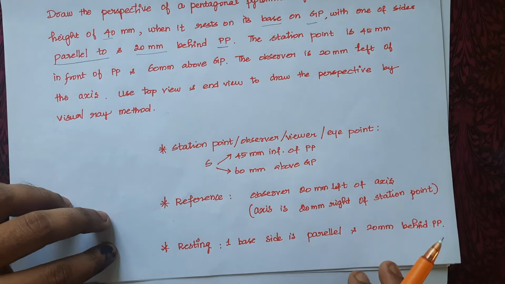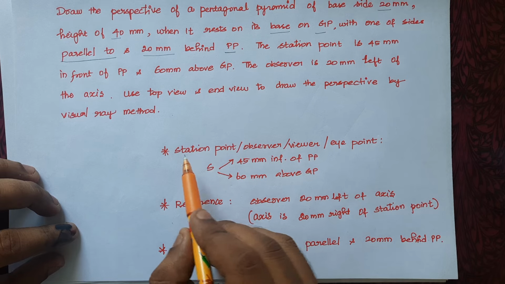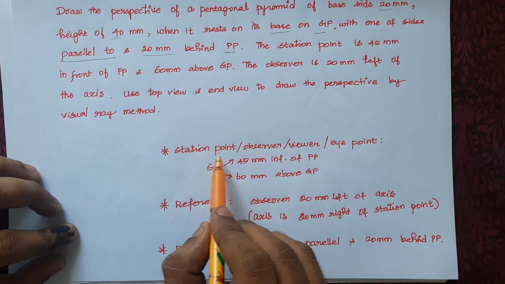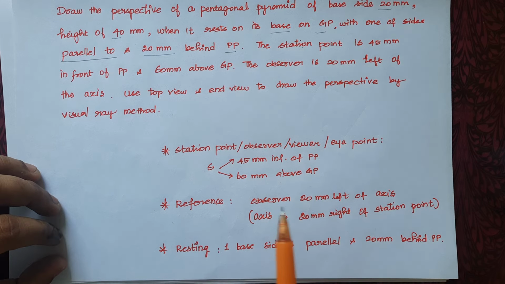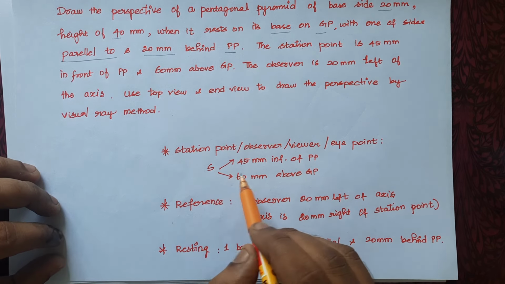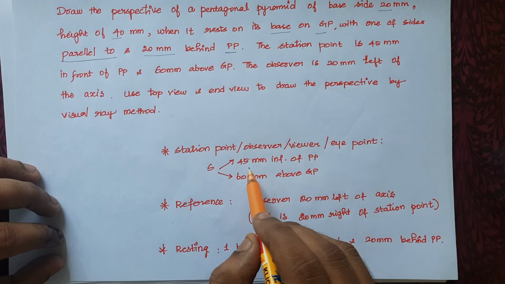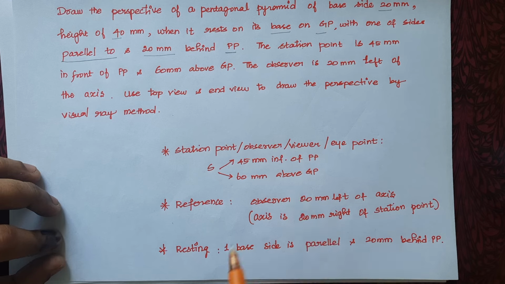Okay. So from the problem, we need to observe three major points. The first one is the data about the station point. The station point or observer or viewer or eye point, whatever it may be, the data is clearly mentioned that the station point is 45 mm in front of the picture plane and 60 mm just above the ground plane.